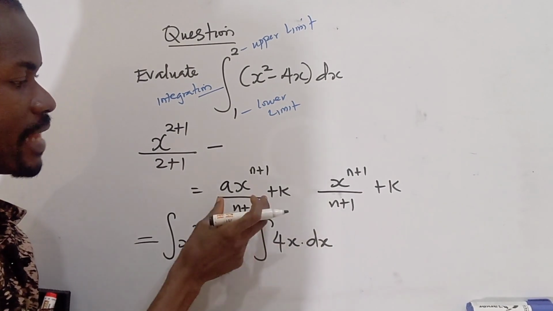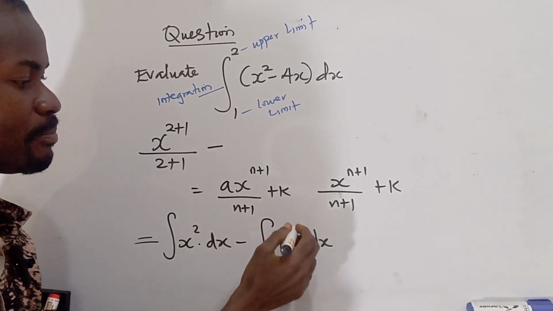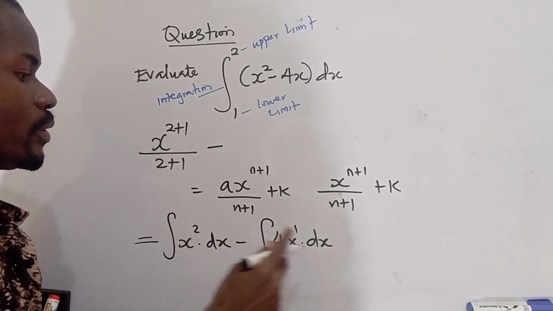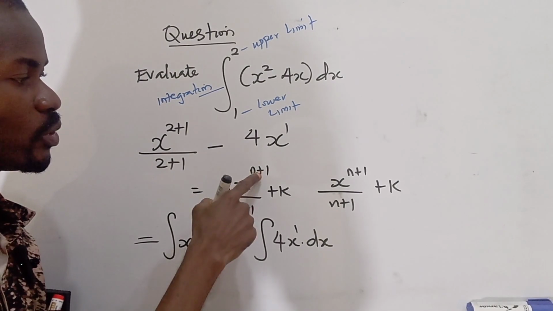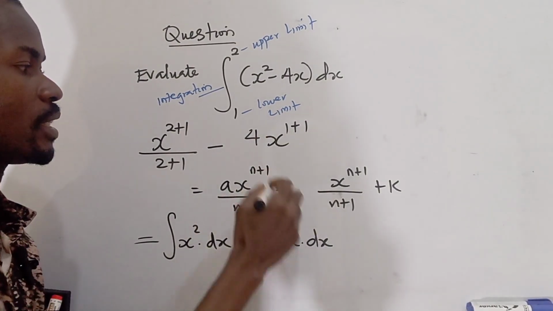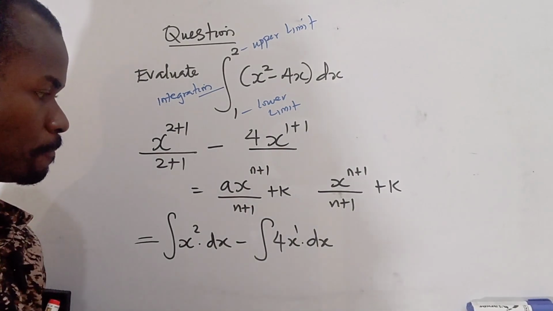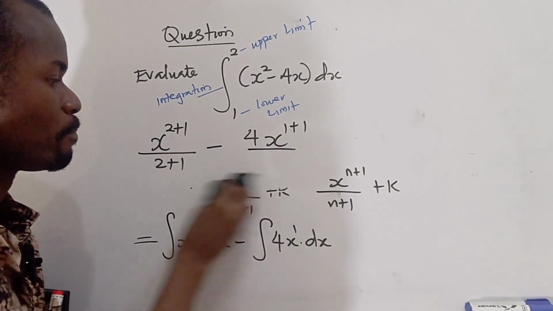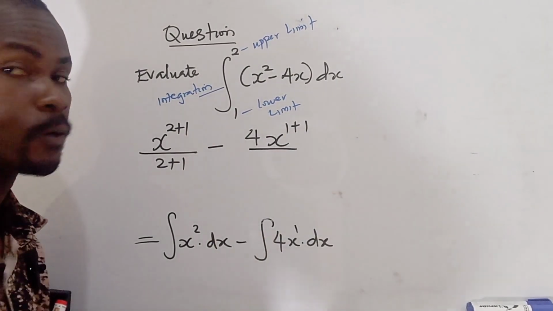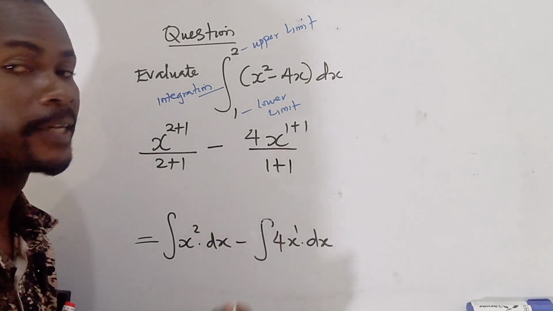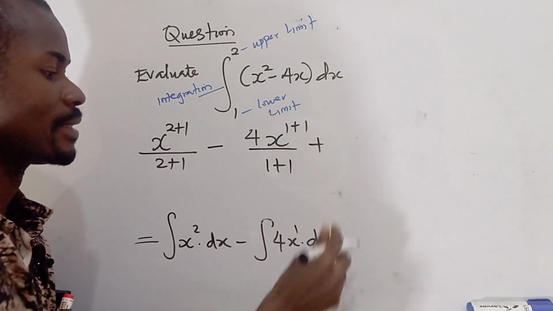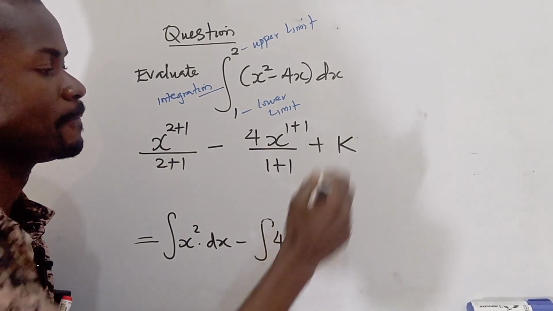Now for this, it looks like this. Remember, x has a power of 1. So all I need to do is write x raised to power 1. We are going to add 1 to the power, divided by the new power, which is now 1 plus 1. So this new power 1 plus 1, we are going to put it down here. Now plus our constant, k.